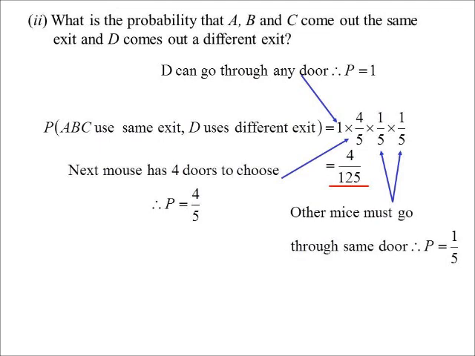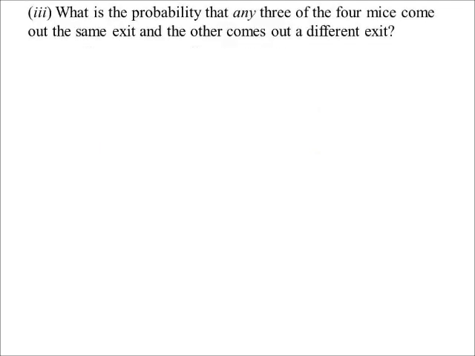Okay. So then they said, well, hang on. What's the probability that any 3 of the 4 mice go out the same exit, but then the other mouse uses a different one? Right? So how's that different to what we just did? Well, we just said A, B and C go out the same exit and D goes out a different one. This next question is saying any 3 go through the same one.